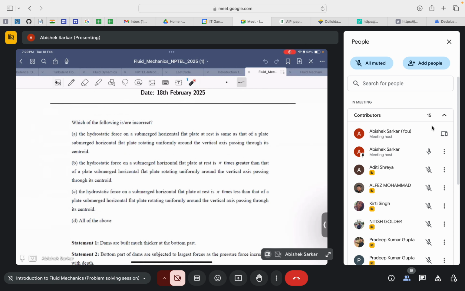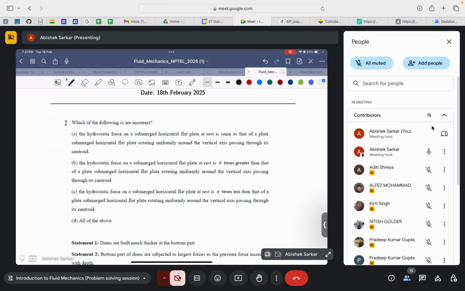So let us look into the first question. Again, this is a correct-incorrect type of question. Which of the following statements is or are incorrect? The hydrostatic force on a submerged horizontal flat plate at rest is the same as that of a submerged horizontal flat plate rotating uniformly around the vertical axis passing through its centroid.